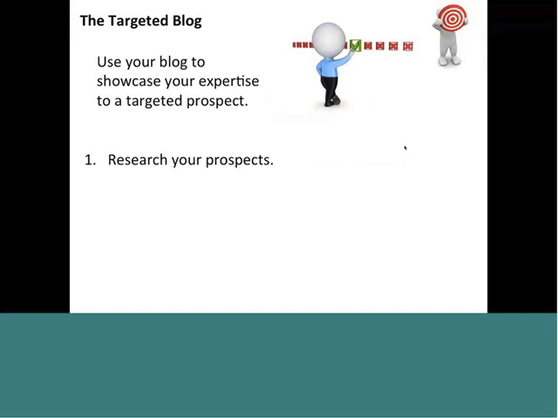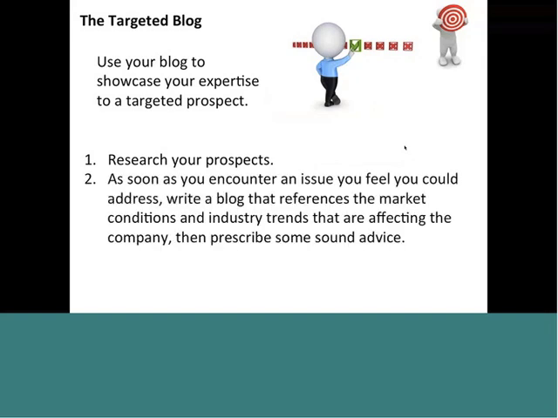exercise that we just went through, where you type general counsel technology or whatever your prospect, however you would describe your prospect, into the search field. And then as soon as you encounter an issue that you feel you could address for your prospect, you would write a blog that references the market conditions and industry trends that are affecting that company and then prescribe some sound advice. So essentially what you're doing is you're writing a blog for an audience of one.